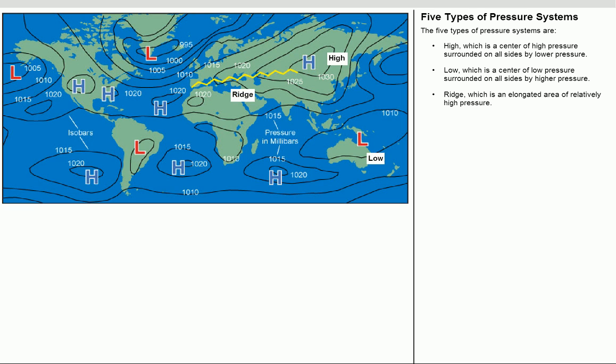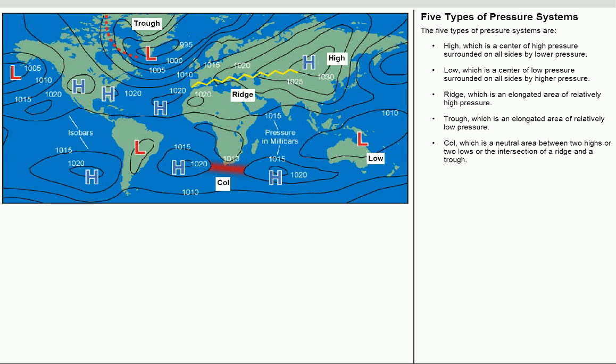A ridge is an elongated area of relatively high pressure. A trough is an elongated area of relatively low pressure. A col designates a neutral area between 2 highs or 2 lows, or the point at which a ridge and a trough intersect. By becoming familiar with these 5 pressure systems, you can use weather chart information to identify areas in which atmospheric pressure might influence weather.